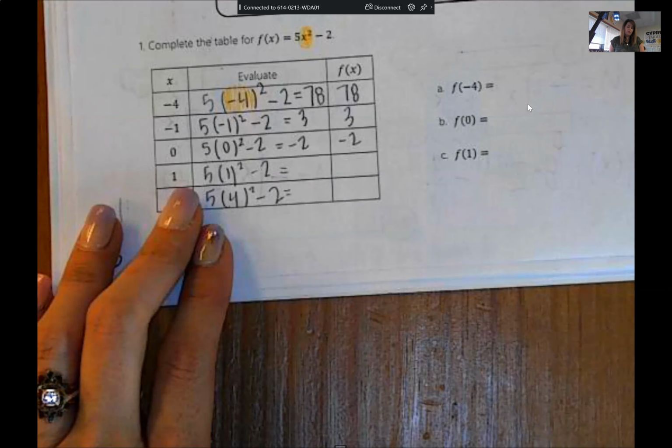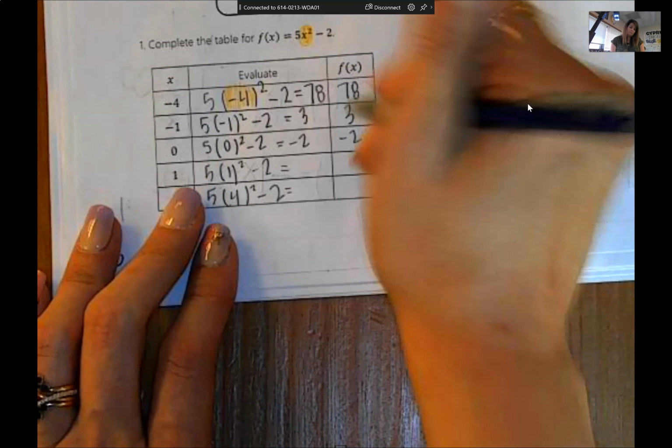Okay, what did you get when you plugged in the 1? 3. What did you get when you plugged in the 4? Very good.